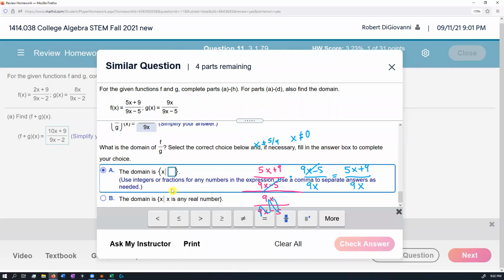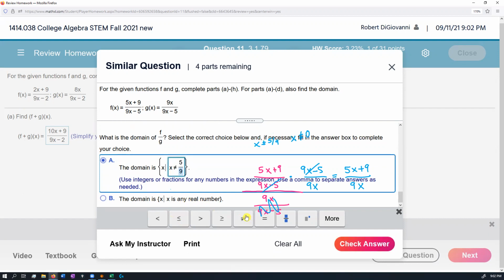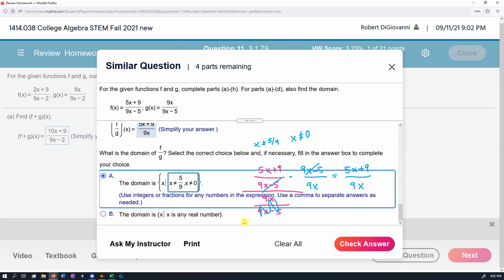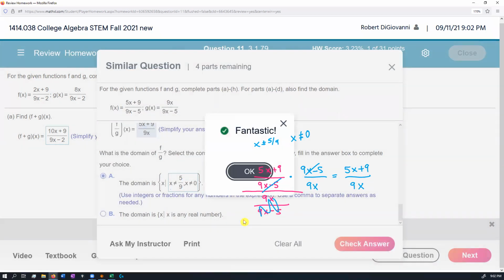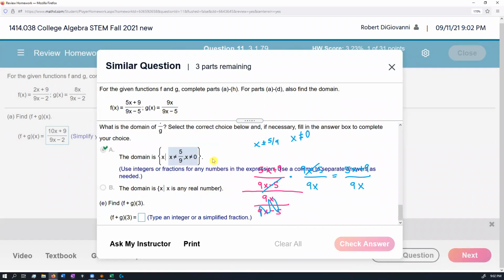Let's see if it takes this. I want all x such that x is not equal to 5/9, and comma, x is not equal to 0. Let's see if it takes that. Oh, it did. Okay, good. So just put a comma between those two.